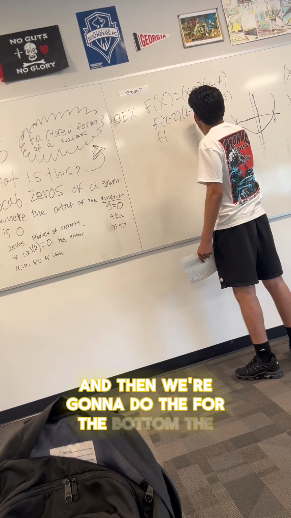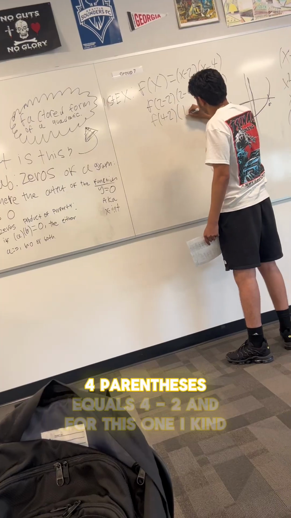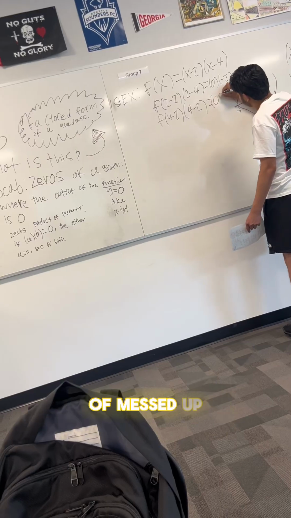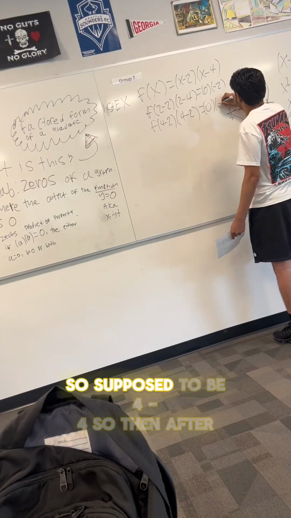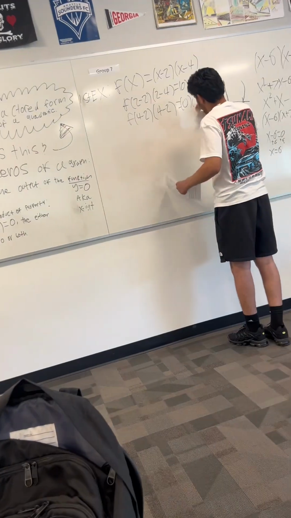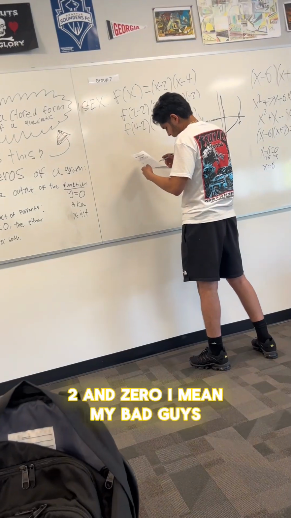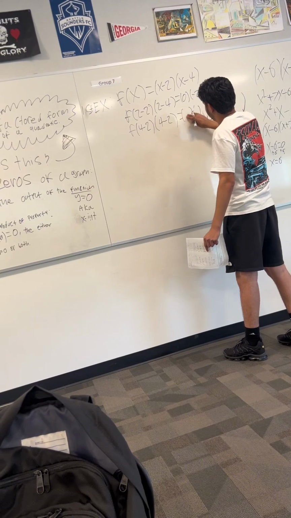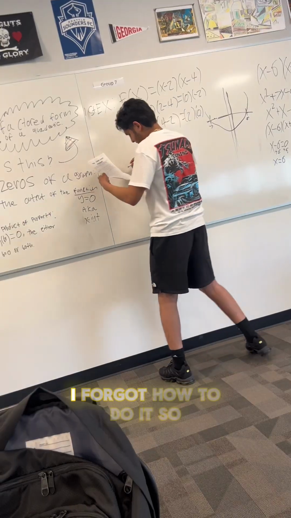And then for the bottom, we're going to do the same but with the 4. So f of 4 equals 4 minus 2. And for this one, I kind of messed up. Forgot to put the 4 instead of a 2. So it's supposed to be 4 minus 4. So then after here, you're going to get 2 times 0. My bad, guys. I was kind of in a rush, so I forgot how to do it.